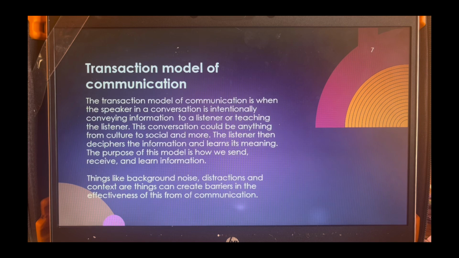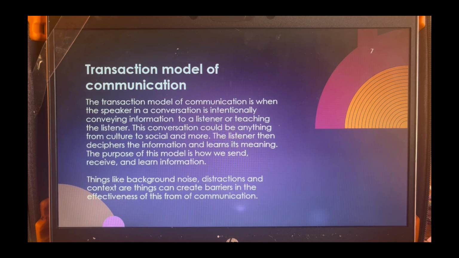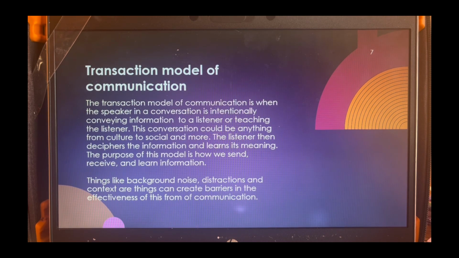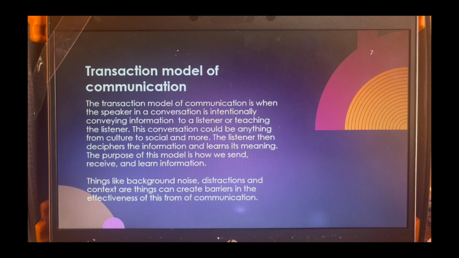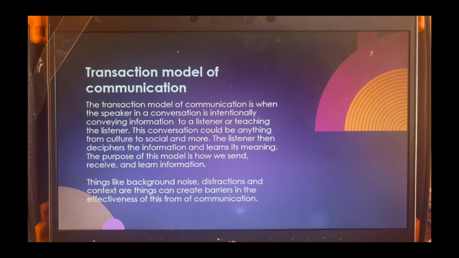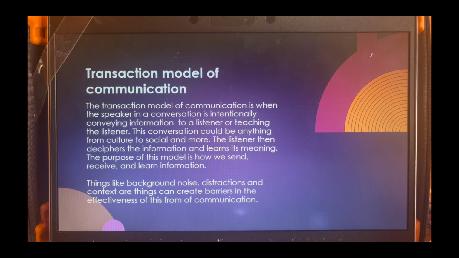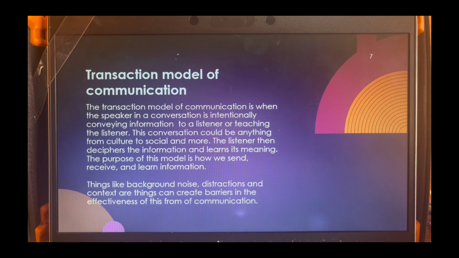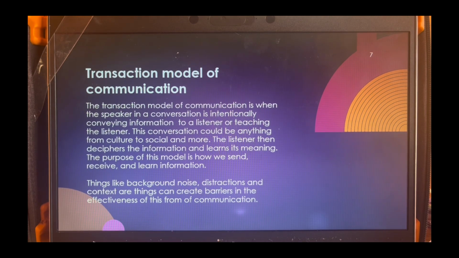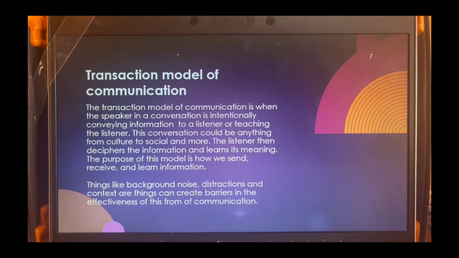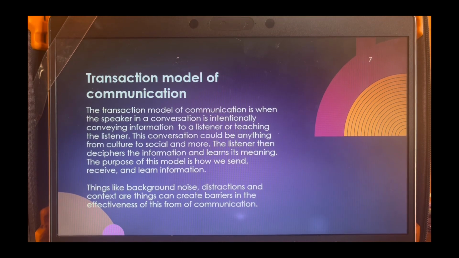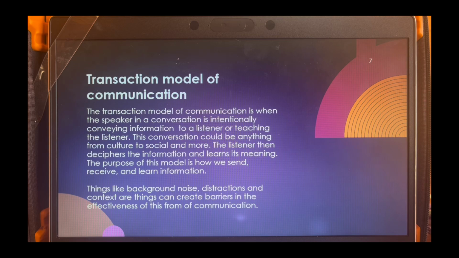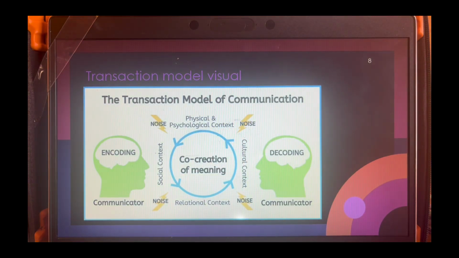Transaction model of communication. The transaction model of communication is when the speaker in a conversation is intentionally conveying information to a listener or teaching the listener. This conversation could be anything from culture to social and more. The listener then deciphers the information and learns its meaning. The purpose of this model is how we send, receive, and learn information. Things like background noise, distractions, and context are things that create barriers in the effectiveness of this form of communication. Transaction model visual.